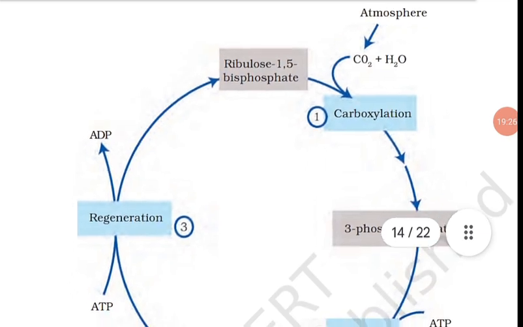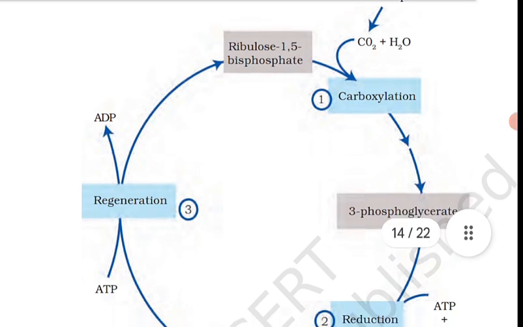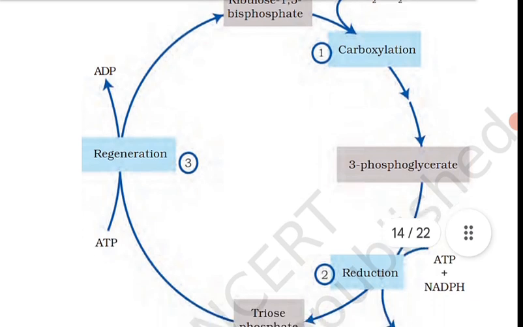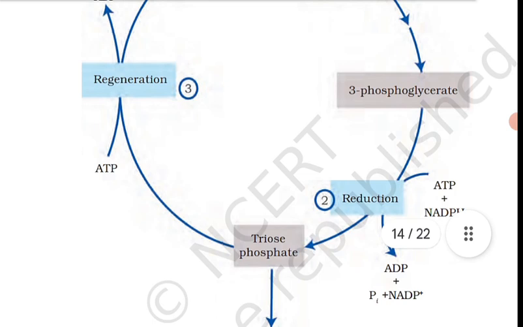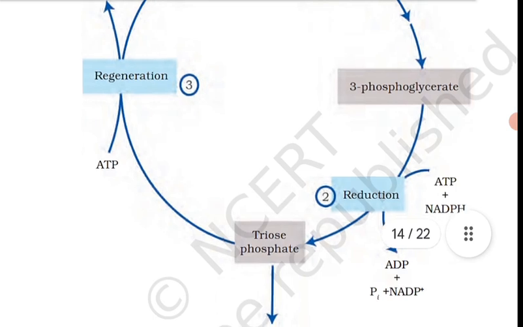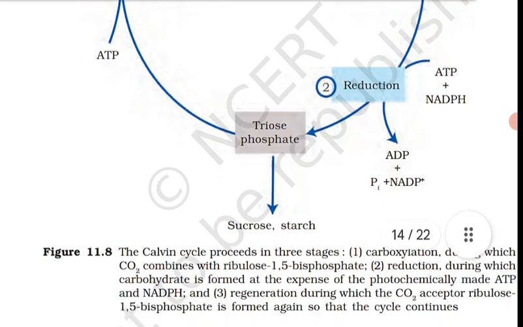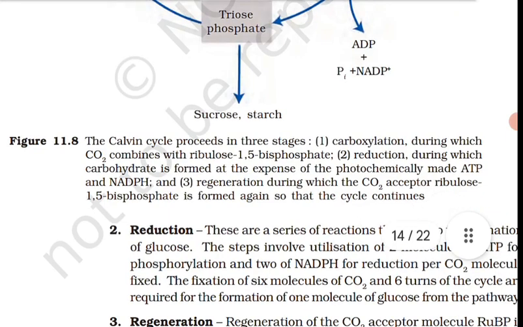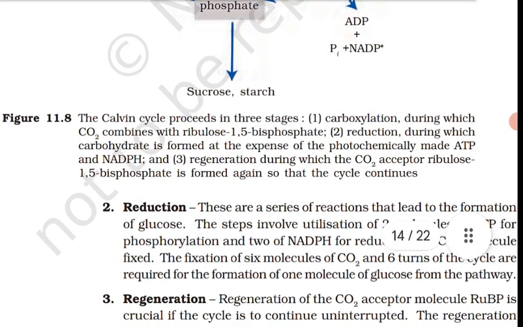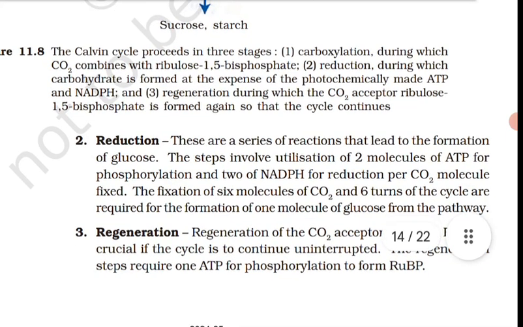The Calvin cycle proceeds in three stages. Carboxylation, during which CO2 combines with ribulose 1,5-bisphosphate. Second is reduction, during which carbohydrate is formed at the expense of the photochemically made ATP and NADPH. And third is regeneration, during which the CO2 acceptor ribulose 1,5-bisphosphate is formed again, so that the cycle continues. This was read from the details below the figure.